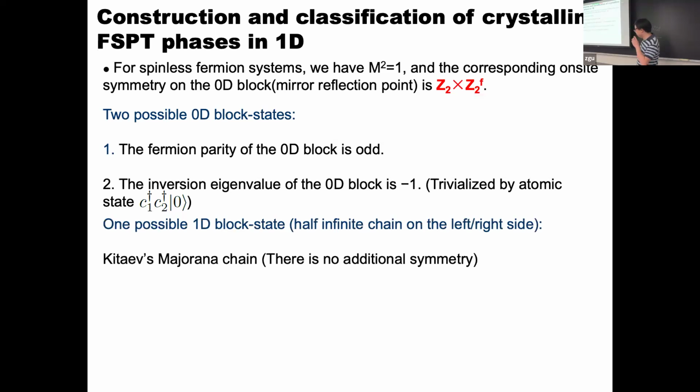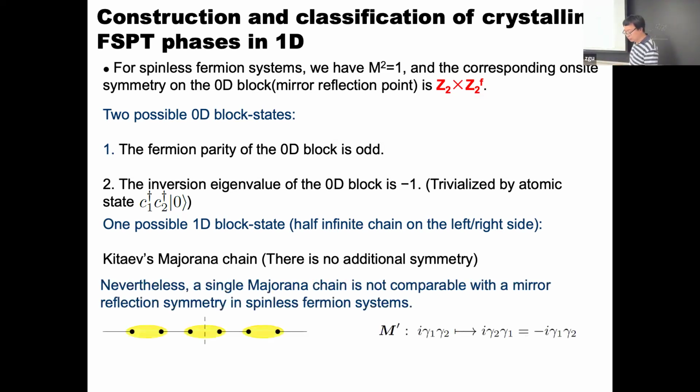Okay. But of course, in fermion systems, in principle, we can have something more non-trivial. You can say, oh, on this half infinite chain, we can also put something we call a Majorana chain, right? So that's the only nontrivial fermionic state, right? Yeah, in principle we can do this, but now I will show you there's actually an obstruction to do this. The reason is also very simple.